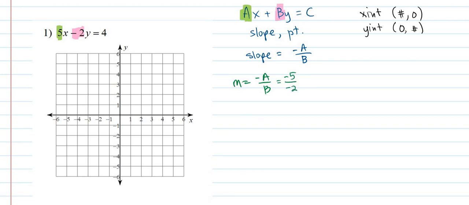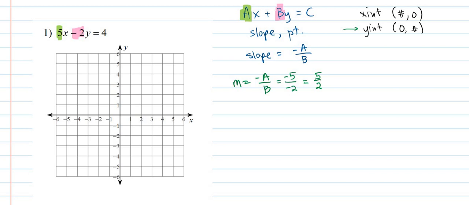You can leave the slope like that if you need it to count that way. But to simplify it, remember negative over negative is positive, so this line has a slope of 5 over 2. We now need a point. The easiest way is to choose one of these intercepts, and I would suggest sticking with the y-intercept because that's what you're most used to when you're graphing a line in slope-intercept form.